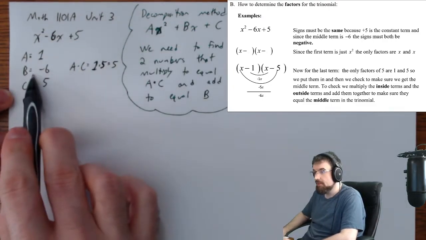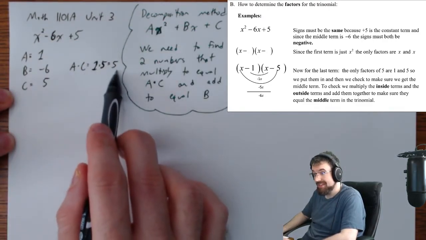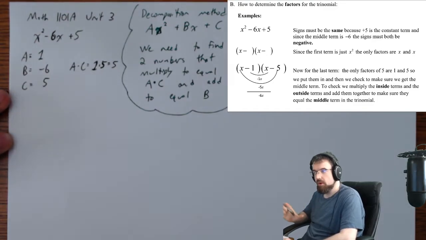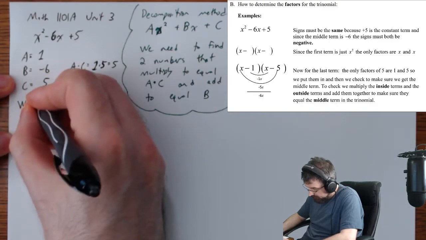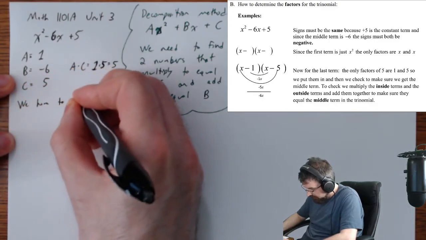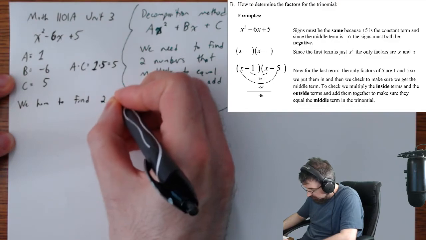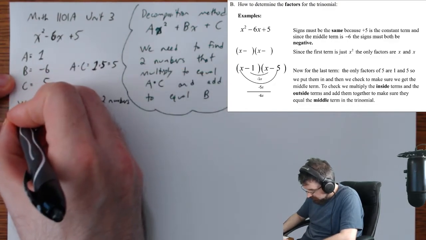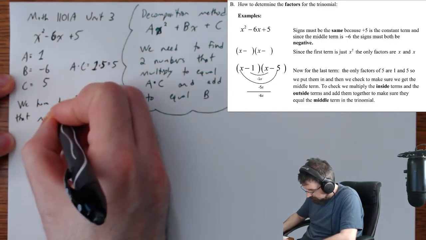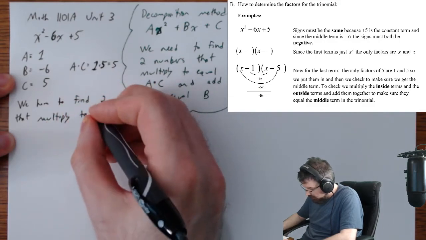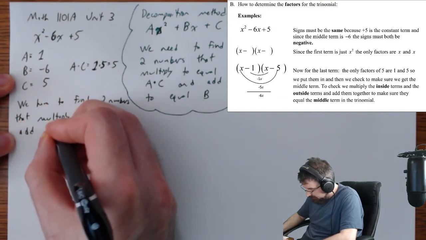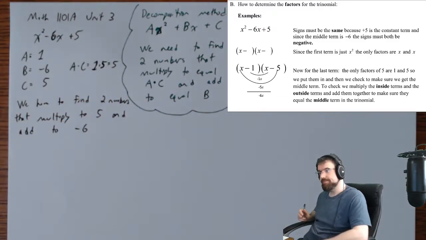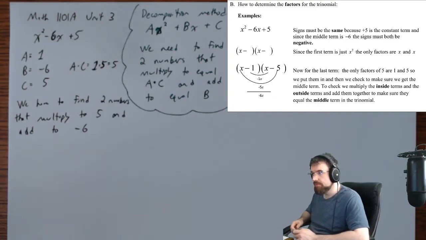Okay? So what we need is b and a times c. So a times c is 5, b is -6. So now we know we have to find two numbers that multiply to 5 and add to -6. Okay? So, what numbers do that?